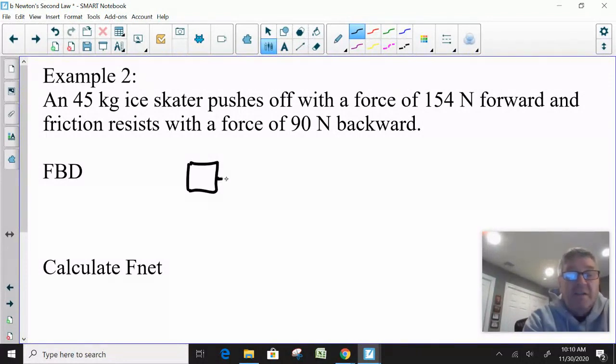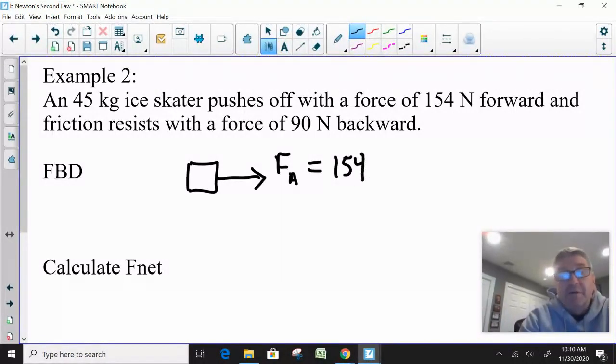Now what I normally do in class is if somebody comes along and pushes something, I normally call it an applied force. So I'm going to do F sub A. We'll talk more about this later, but I have to give it a name. So I'm going to call it FA. You can call it F anything you want. So the applied force, I'm going to say 154 newtons forward. I just arbitrarily pick to the right or east as forward.